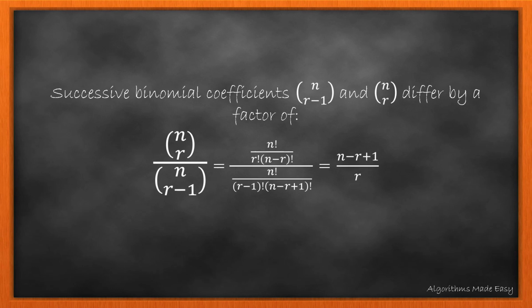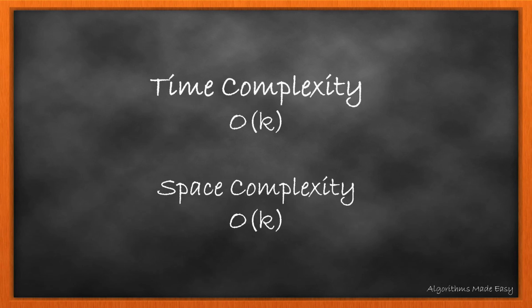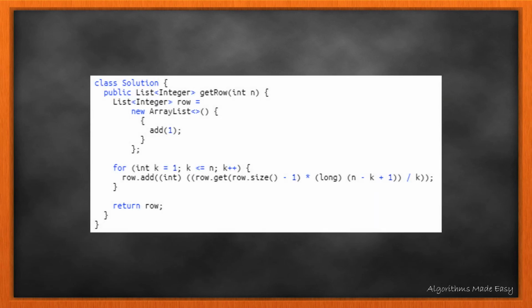While knowing Pascal's rule does not give us any benefit over previous approaches, knowing that the numbers in the Pascal triangle are just binomial coefficients will come in handy. Successive binomial coefficients nCr-1 and nCr differ by a ratio of n minus r plus 1 by r. So we can just loop from 0 to row index and find the value of the column. The algorithm describes how we use the ratio to find the next value. The time and space complexity is O of k. Here is the actual code snippet.